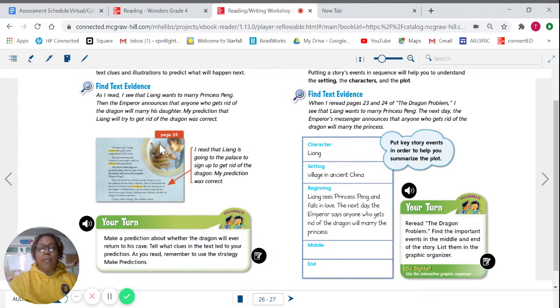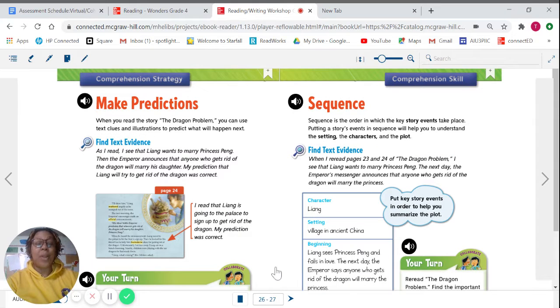So when I practiced, I found my evidence on page 24. What page did you find your evidence for making your prediction on whether or not the dragon would ever come back? Wow, those are some good predictions. I don't know if you're right or not. I guess you might have to continue the story yourself.